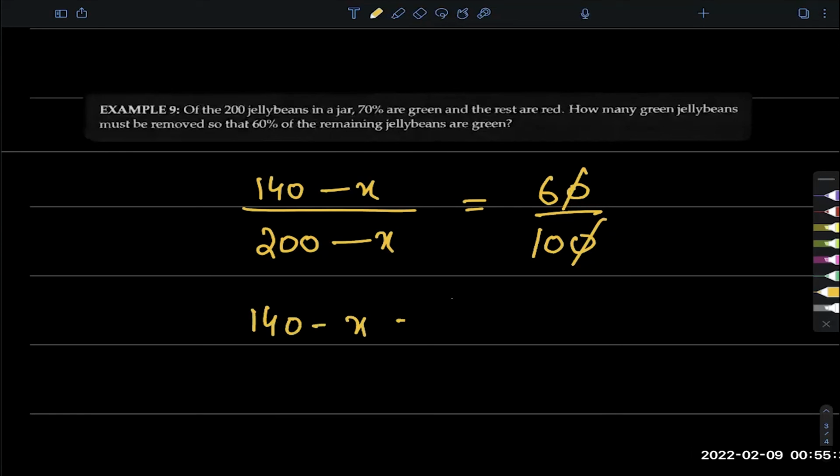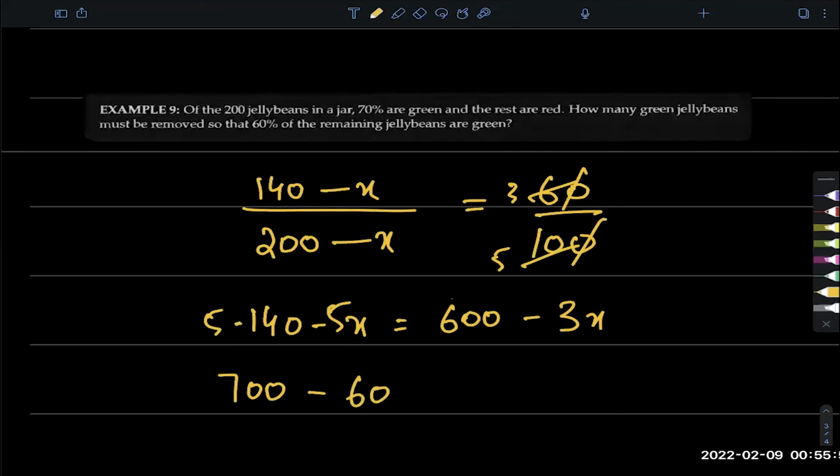140 minus x is equal to 3 over 5. 600 minus 3x, and this is 700 minus 5x. Okay? So 700 minus 600 is equal to 8x. So x is equal to whatever you get.